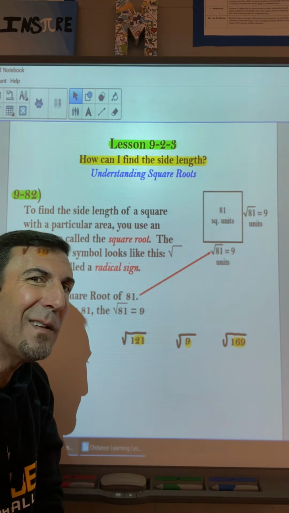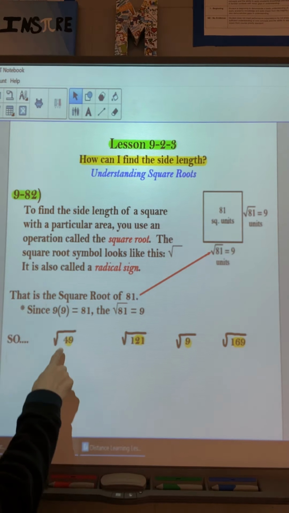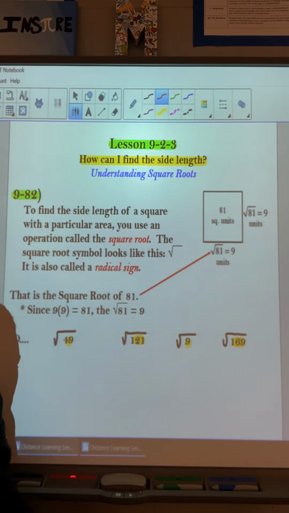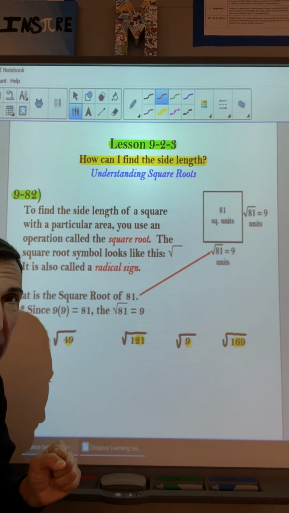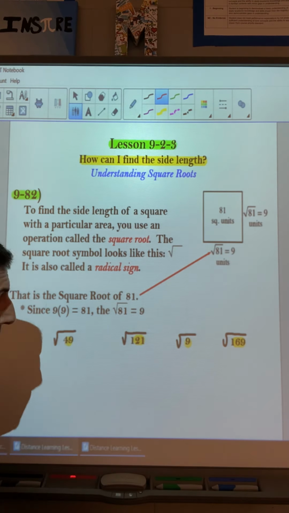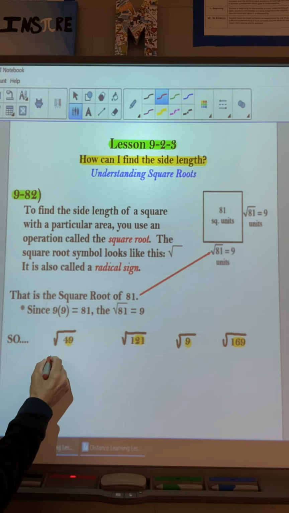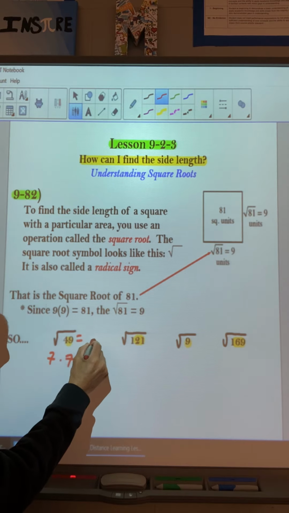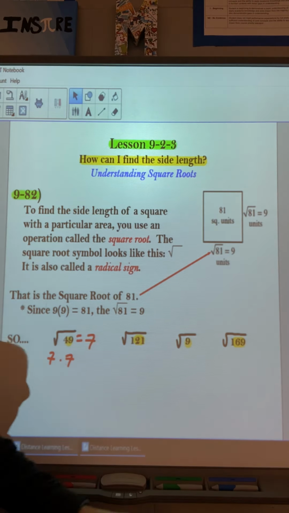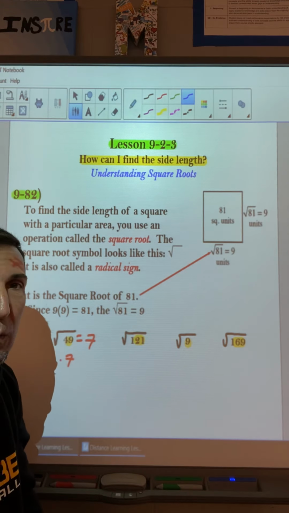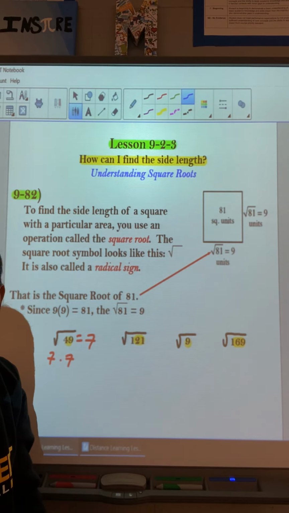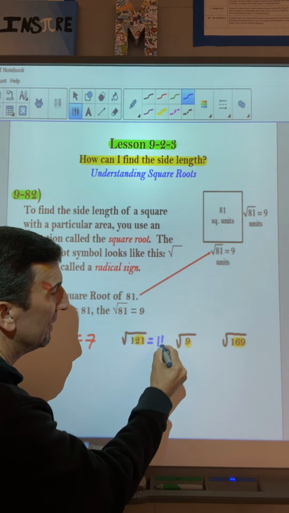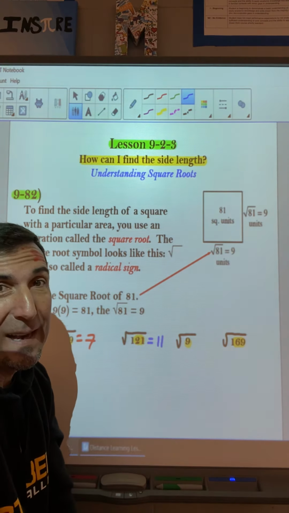But we don't always get easy numbers, so let's try this. So this one, we get the square root of 49. So I need 2 numbers that are the same that, when you multiply them together, give us 49. Thank you, Lucas. So we have 7 times 7. So the square root of 49 is 7. Square root of 121. Thank you. This is how I know you were paying attention because we had this number earlier. Yes, that's 11. What about the square root of 9?